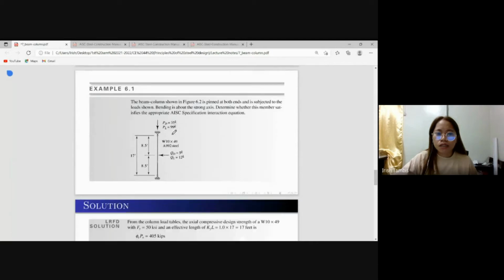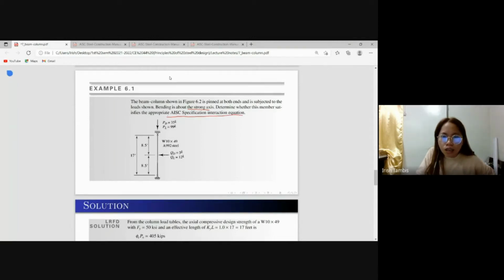We have this example. The beam column shown in figure 6.2 is pinned at both ends and is subjected to the loads shown. Bending is about the strong axis, so that this is at x-axis, di ba? Determine whether this member satisfies the appropriate AISC specification interaction equation.